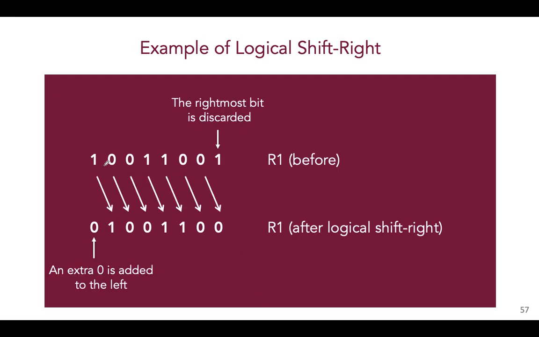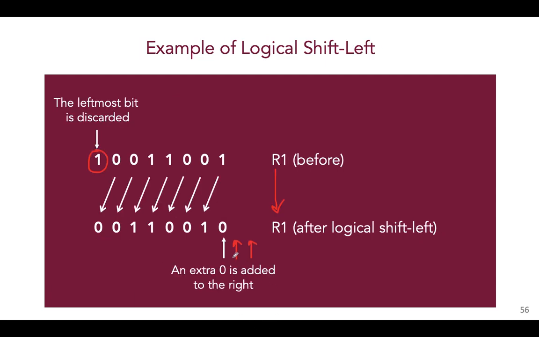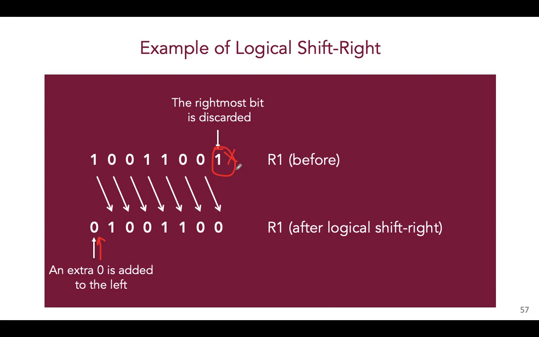This is an example of a logical shift right. Now, in this case, what you're doing is you're taking the string of 8-bit numbers, 10011001, and you're shifting all of them to the right, discarding the rightmost bit this time. And after shifting the numbers, you'll have one bit less because you discarded one bit, so you add 0 to the left. In the previous case, we added 0 to the right and discarded the leftmost bit. In this case, we are discarding the rightmost bit and adding 0 to the left. That's a logical shift right.